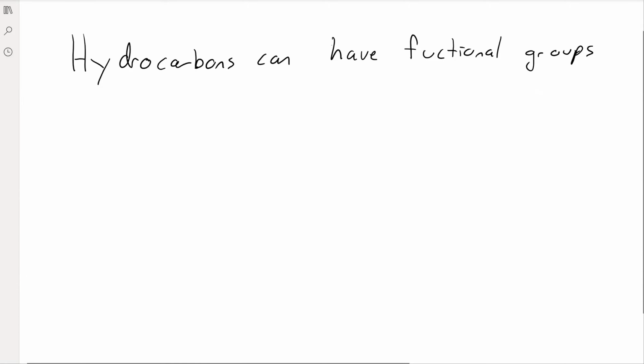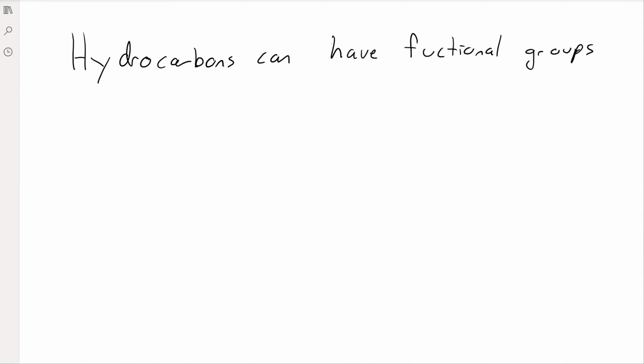All right, so we've already learned about our alkanes, our alkenes, and our alkynes. So those are our carbons and hydrogens, but we can have other elements on our hydrocarbon chains. And so we call these functional groups. They often add function to the molecule, hence the name. So the first type of functional groups are alcohols.